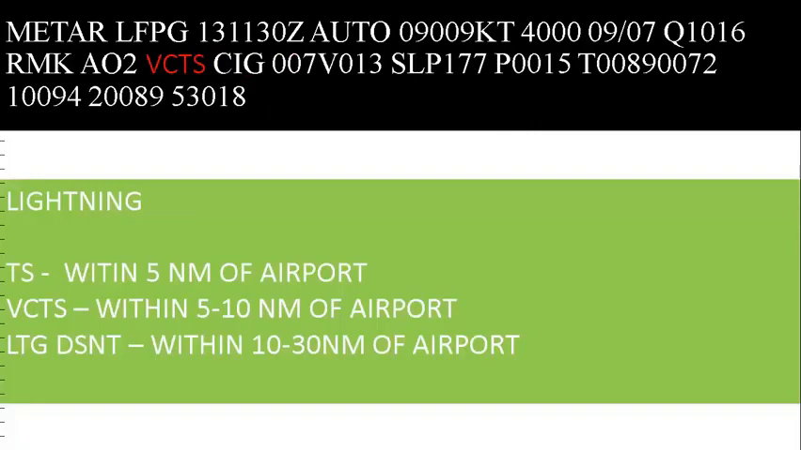So if thunderstorm is recorded, it has to be reported also. If TS is given, it means thunderstorm within 5 nautical miles of the airport. If VCTS is given, vicinity thunderstorm, it means that within 5 to 10 nautical miles of the airport, lightning has been observed. If lightning distant is given, it means that it is beyond 10 nautical miles but less than 30 nautical miles of the airport, lightning has been observed.